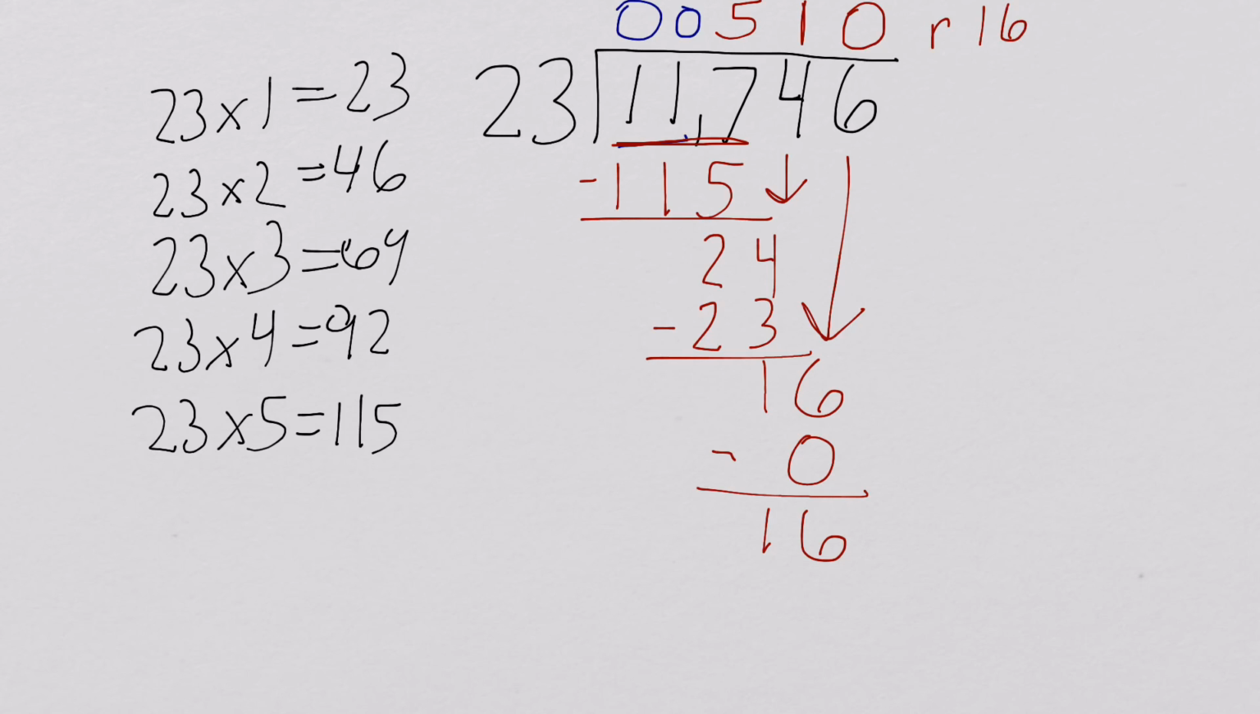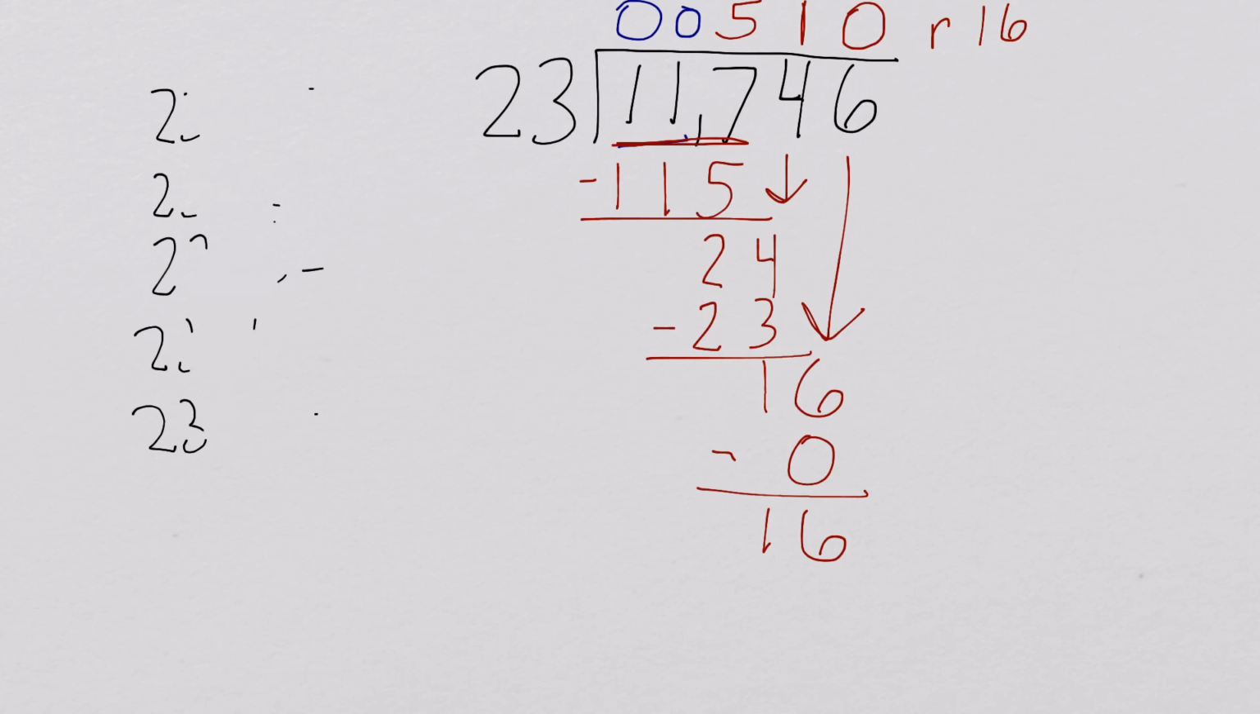That remainder might look a little big. We don't normally have remainders as big as 16. But as long as the remainder is smaller than the divisor, there's a good chance we've done it correctly. If it's bigger than the divisor, that means we could have gone into something that we didn't. So let's check our answer. I'm going to erase my multiples over here.